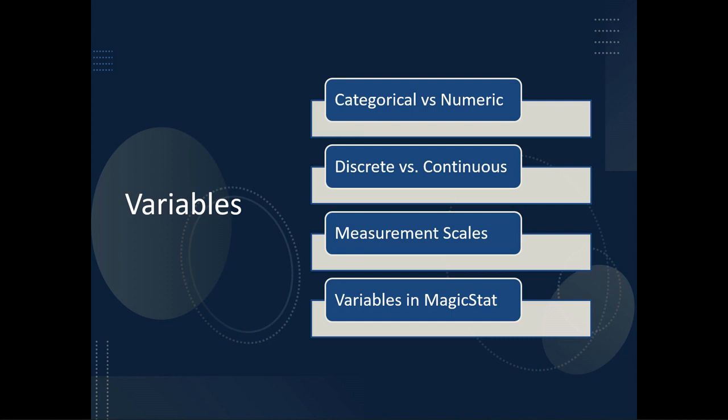Today we're going to talk about variables. We'll talk about categorical and numeric variables. We'll talk about discrete and continuous variables. We'll talk about the different ways that we measure variables. And lastly, we'll look at how MagicStat handles different types of variables.